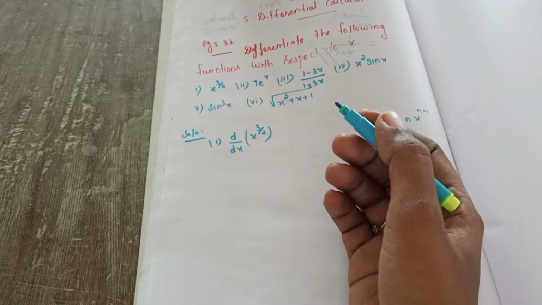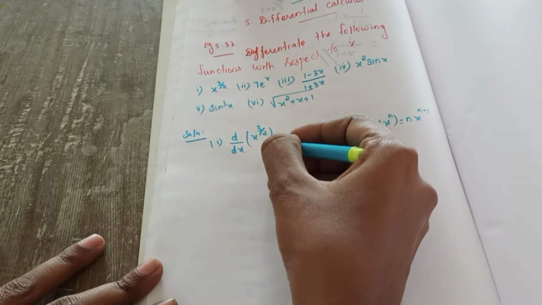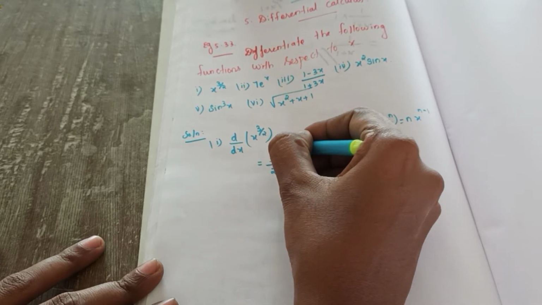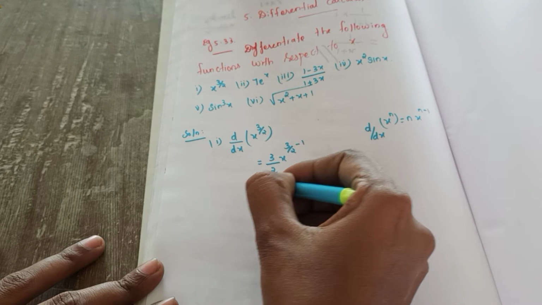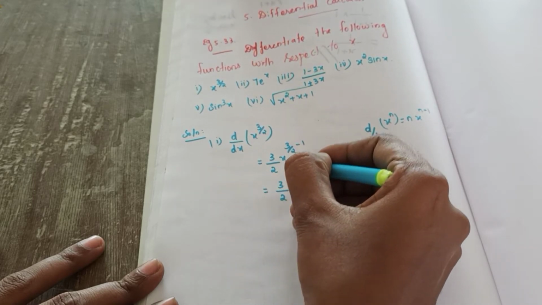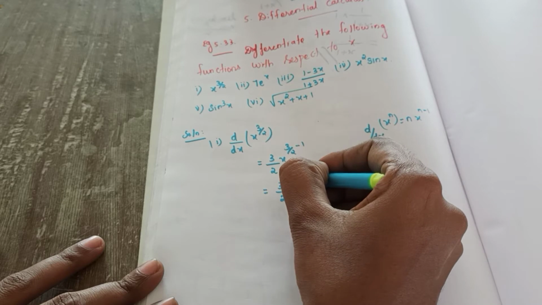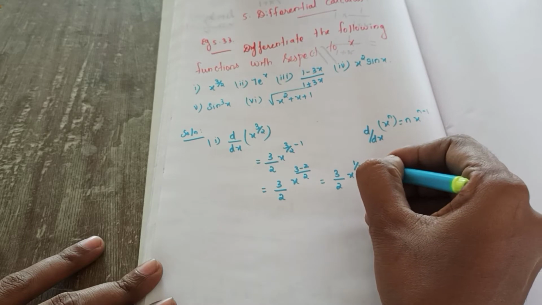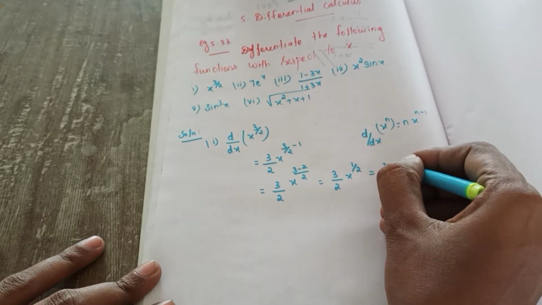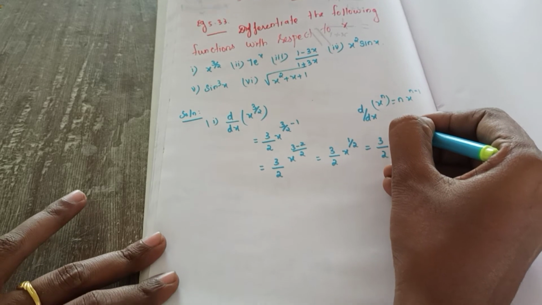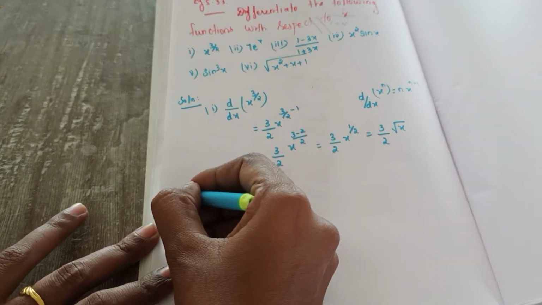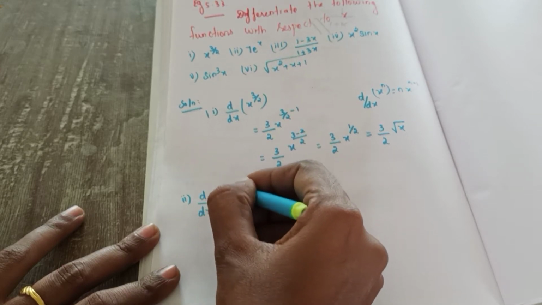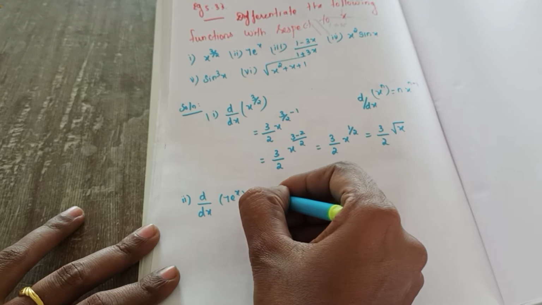So how much will you get? 3 by 2 into x power 3 by 2 minus 1 is equal to 3 by 2 into x power (3 minus 2) by 2. So what's the value? 3 by 2 x power 1 by 2. How will you write x power 1 by 2? We will write it as root x. So 3 by 2 into root x. Got it?